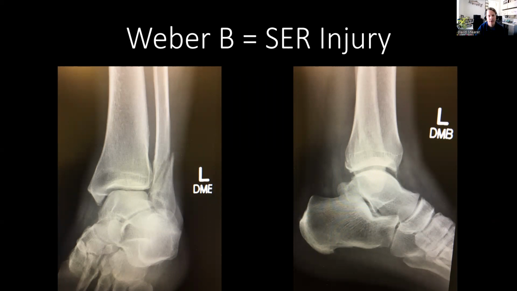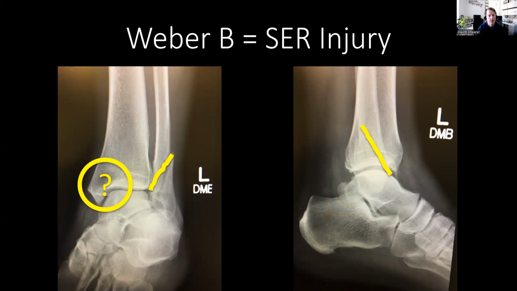The Weber B fracture, again, is equivalent to the supination external rotation injury. These are generally associated with this very typical Weber B ankle fracture that starts anterior and distal and propagates proximally and posteriorly. It's a very consistent fibular fracture pattern. It's shown here with the yellow line. It's virtually always in this direction.